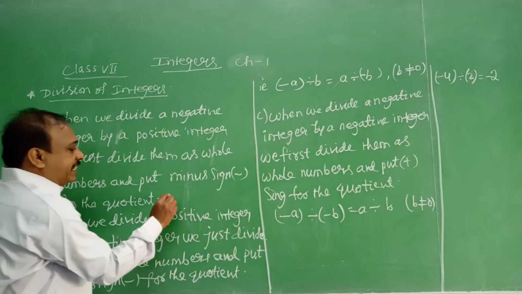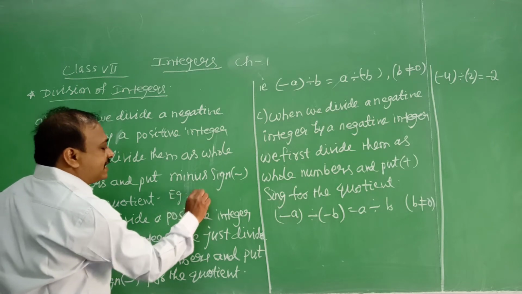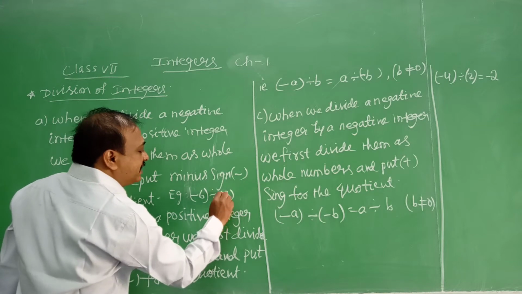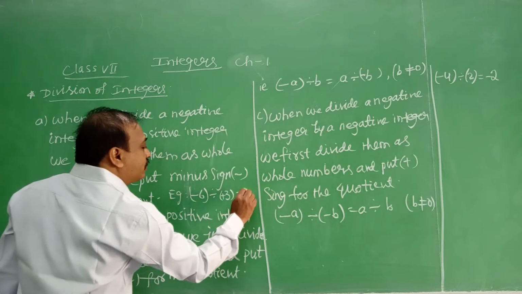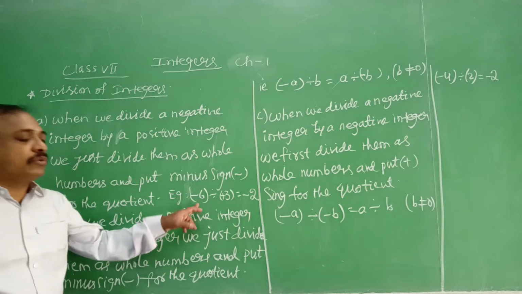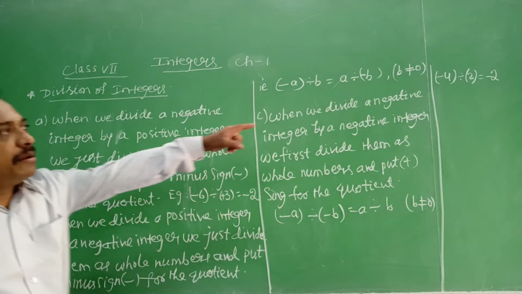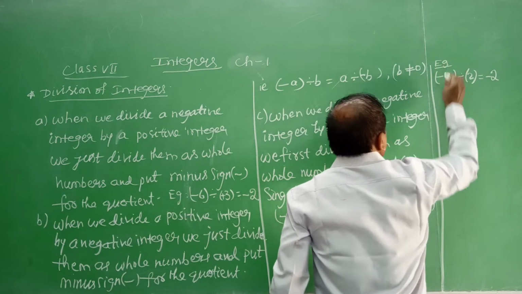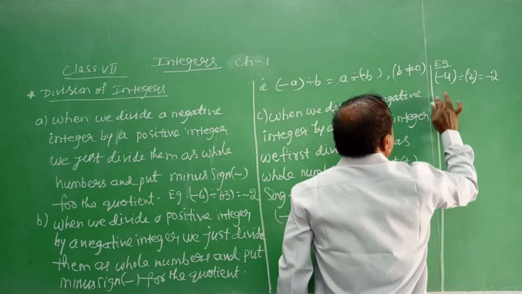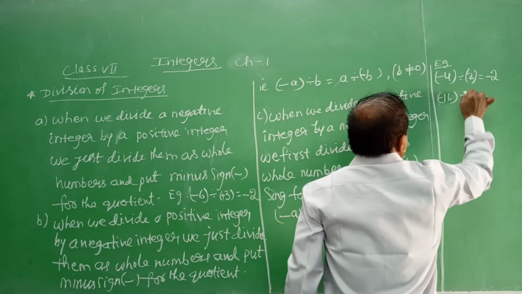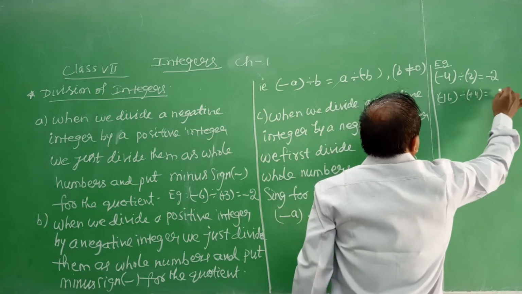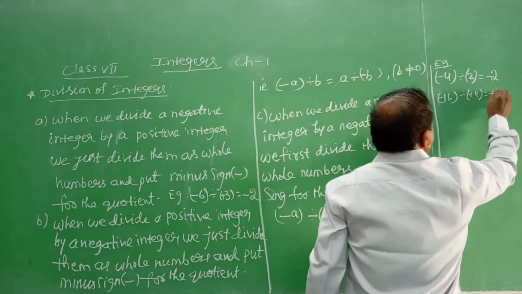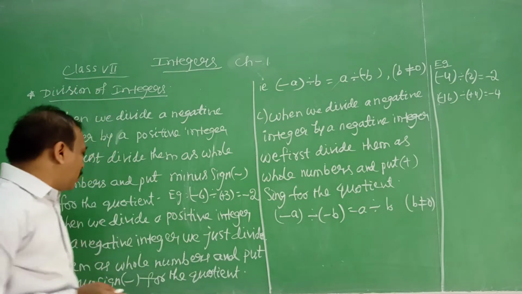One more example here. Minus 6 divided by plus 3 is equal to minus 2. Divide them as whole numbers and put a minus sign. This is one more example: minus 16 divided by plus 4 is equal to, divide them as whole numbers and put a minus sign for the quotient, so minus 4.